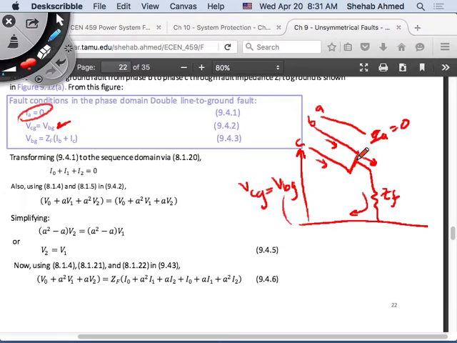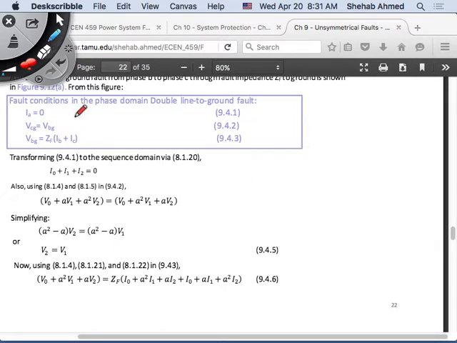They're touching each other. VB will be equal to VC. They're just touching, exactly equal to each other. And then VB or VC are equal to the current flowing in the fault impedance multiplied by the value of the impedance. So these are my input conditions. Again, I will take my input conditions and manipulate them using the sequence identities that we talked about.